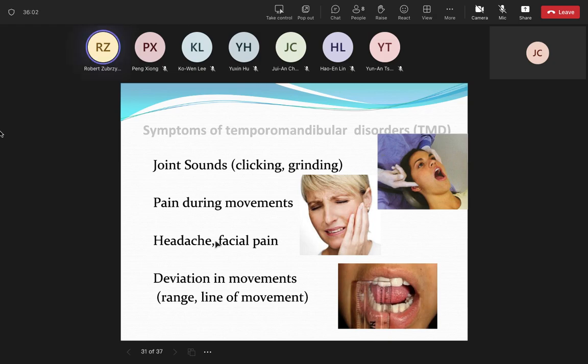And some symptoms of temporomandibular disorders like jaw sounds, like clicking, grinding, pain during movements, headache, facial pain, and deviation in movement. So the line of movement should be straight. But in temporomandibular disorders, this line is curved.